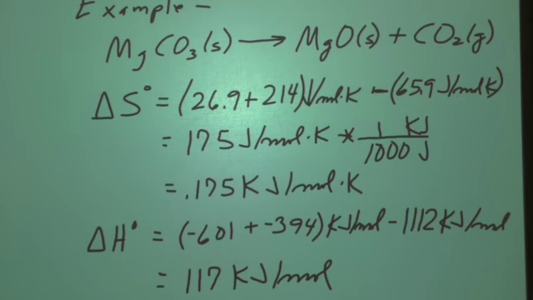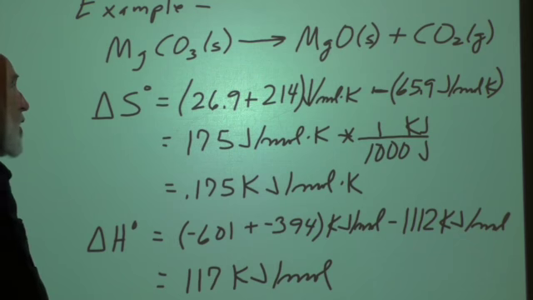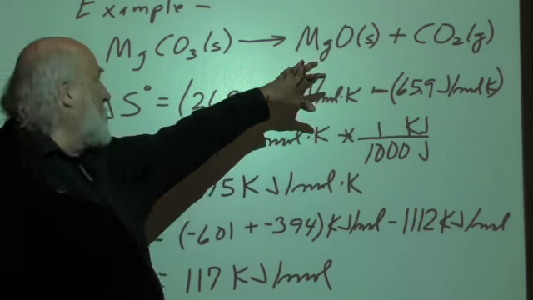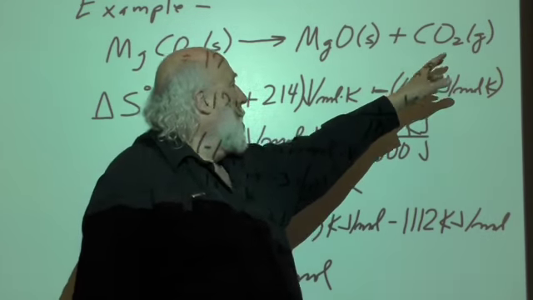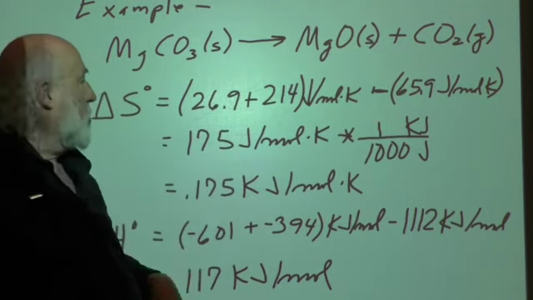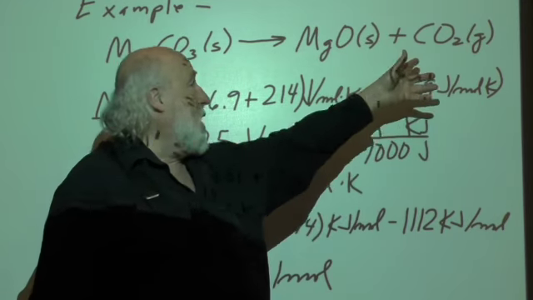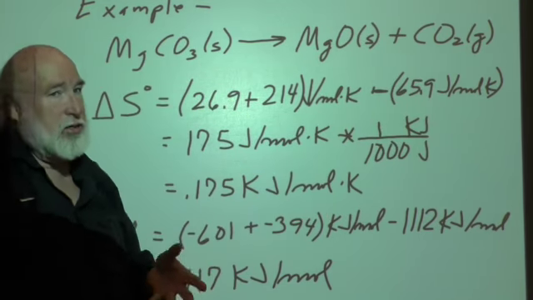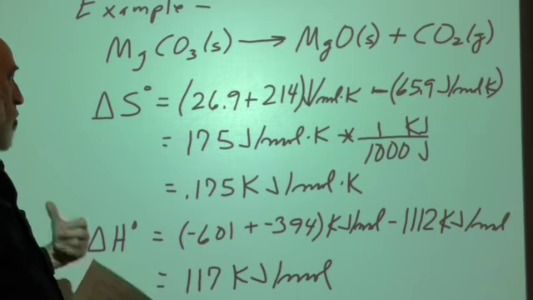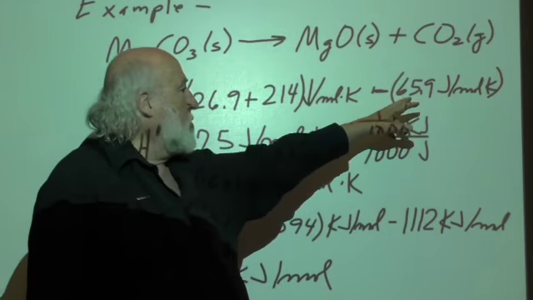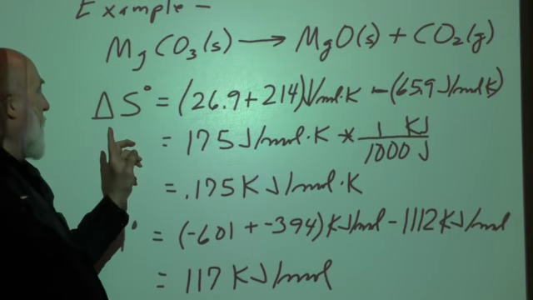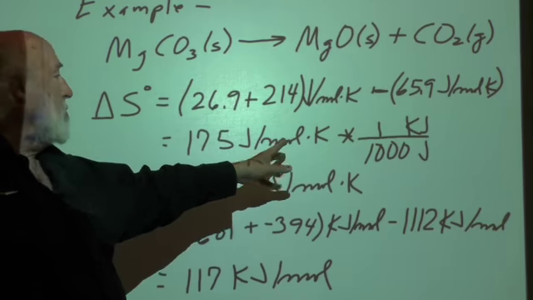So let's take a look at the example I gave you on the script there. We're looking at this reaction right here, magnesium carbonate decomposing to magnesium oxide and carbon dioxide. So we have to go to the charts and we find the delta S by taking MgO's delta S, which is 26.9, and the carbon dioxide, which is 214, which is a much higher number, which we expect, because a gas is more random, solids are very ordered. And then we're going to subtract the magnesium carbonate value, which is 65.9. And we get 175 joules per mole Kelvin.